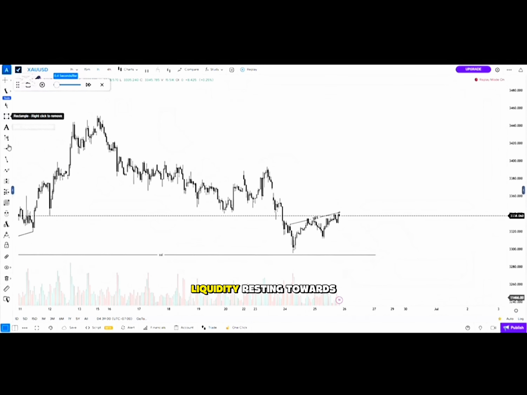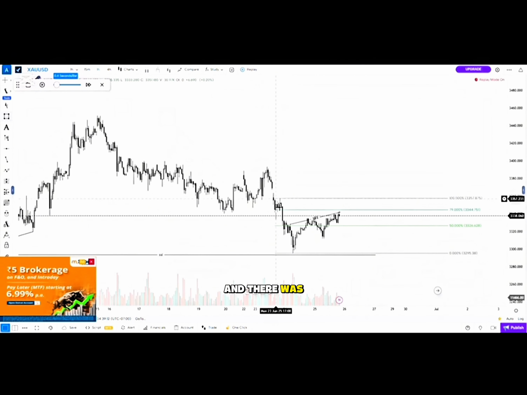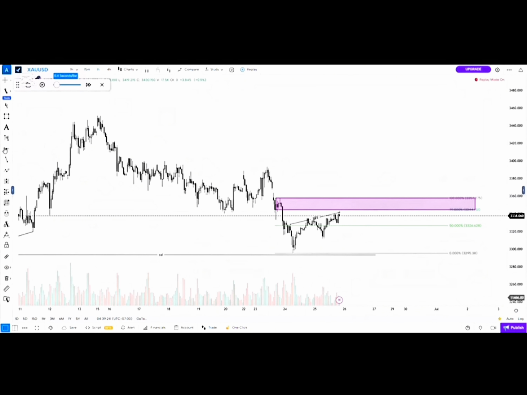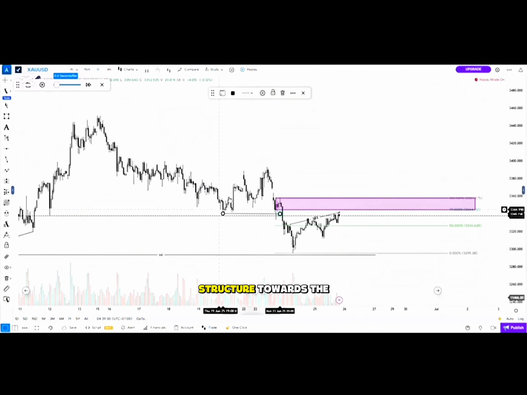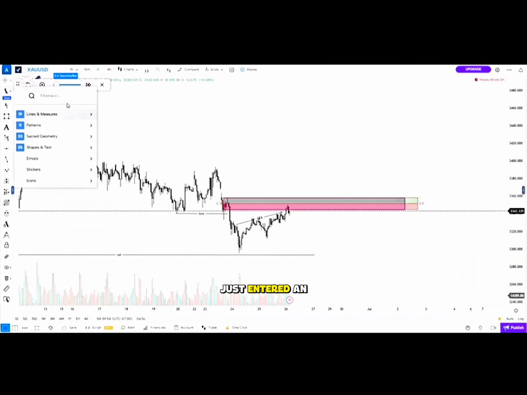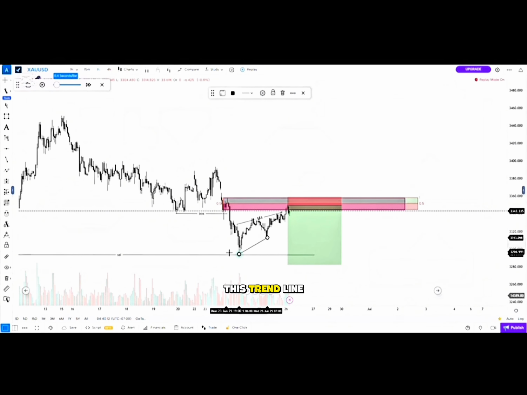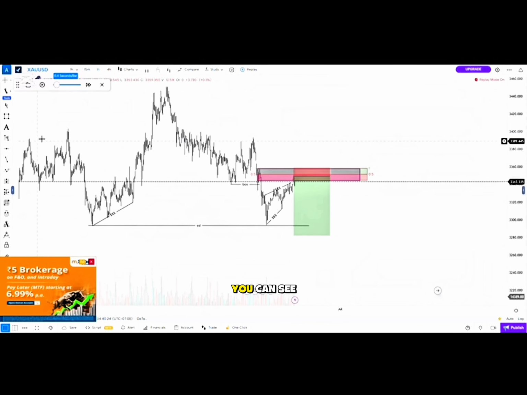You can see there was liquidity resting towards the upside, no break of structure, and there was a demand. And you can see there's a break of structure towards the downside and a demand towards the upside. And this was actually a selling trade, not a buying trade. As you can see, we would have just entered an aggressive entry on this selling, and our target would have been this trendline liquidity and the recent swing low. You can see how this trade played.